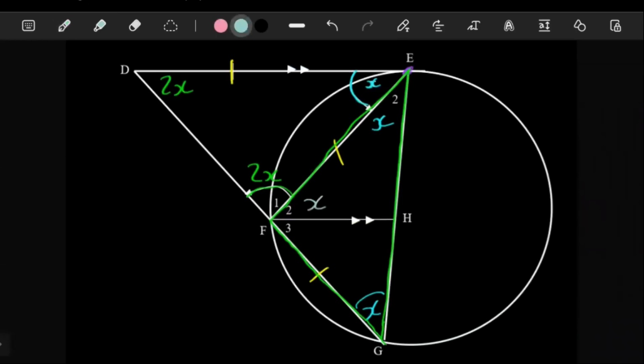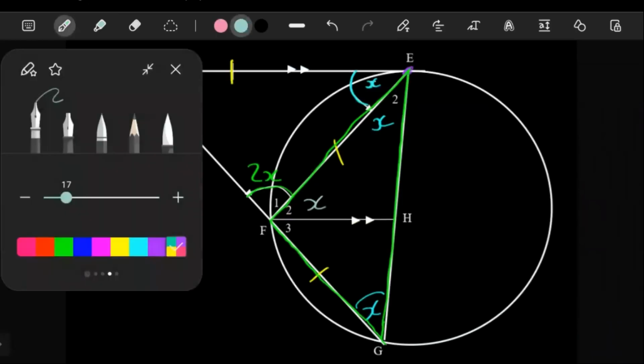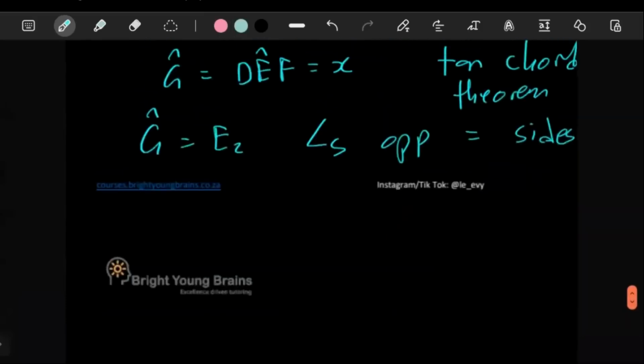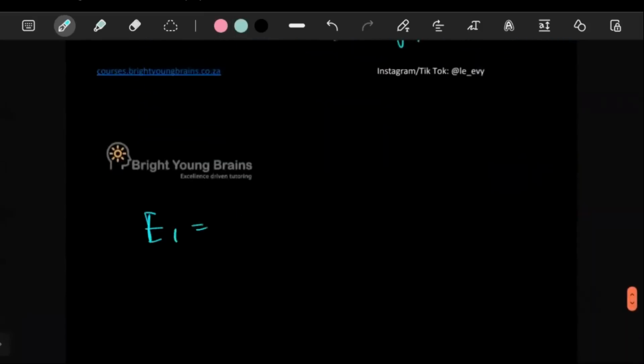Alternating angles. You probably saw it earlier, so I'm just saying it to catch up. This is equal to x because these are alternating angles. So E1 is equal to F2, alternating angles.